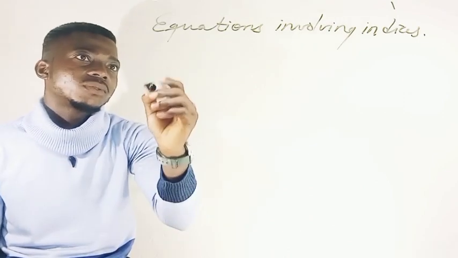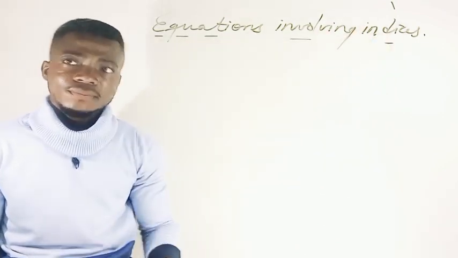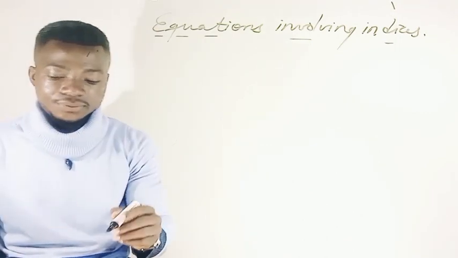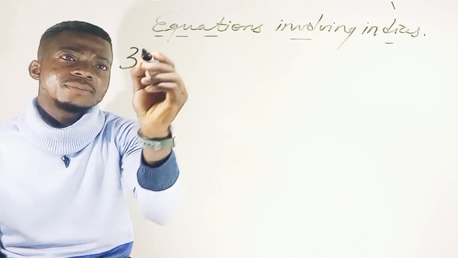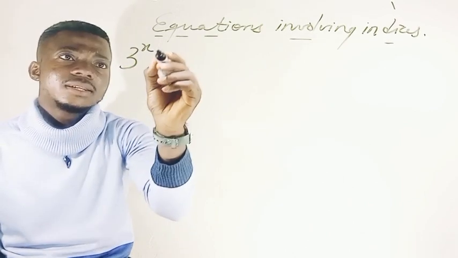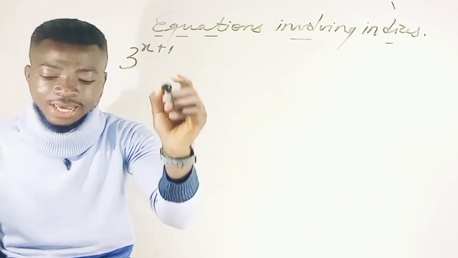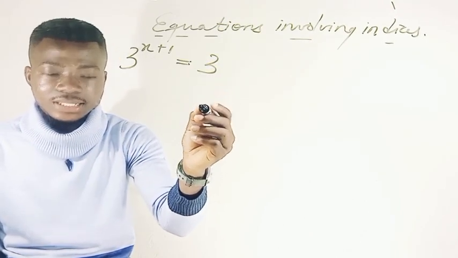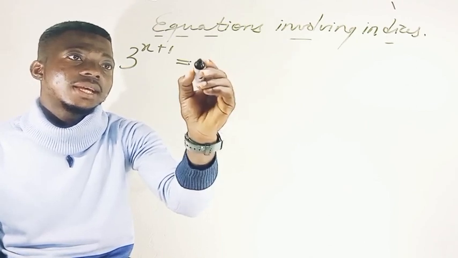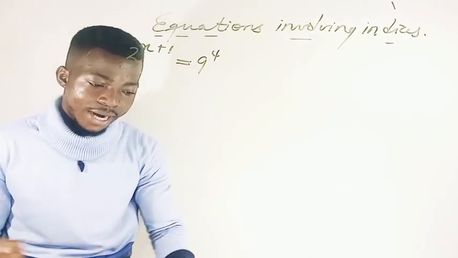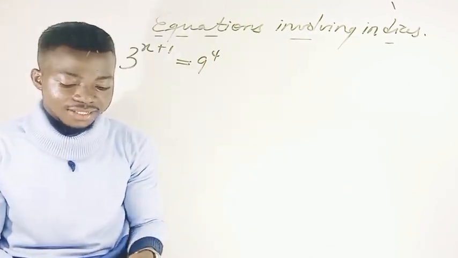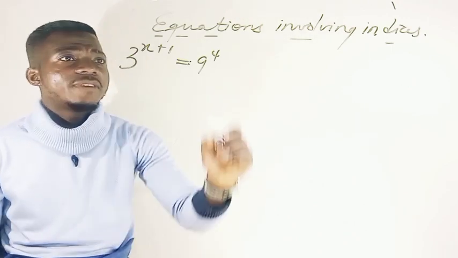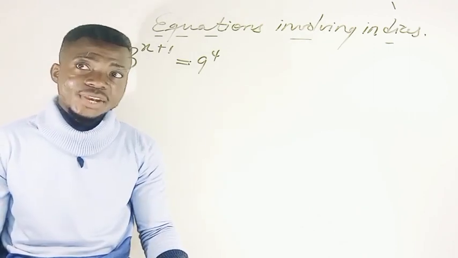That's what we're talking about. Equations involving indices. Let's take a first example. We have 3 exponent x plus 1 equal to 3 exponent 9 exponent 4. If you have a question like this, you have to find the value of x. Find the value of x.